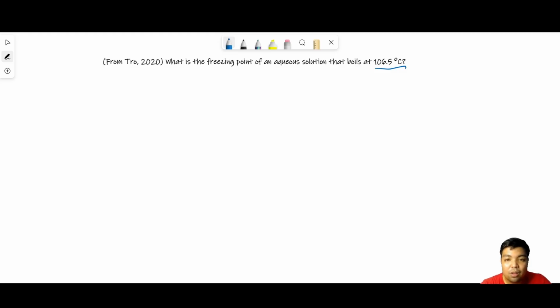So let's have another example here. What is the freezing point of an aqueous solution that boils at 106.5 degrees centigrade? So this is quite a tricky one because apart from the constants, what we just know is the boiling point of the solution. So let's write first the given. The boiling point of the solution obviously is equal to 106.5 degrees centigrade.